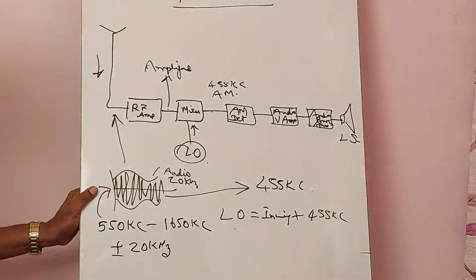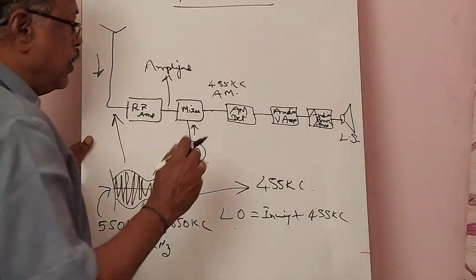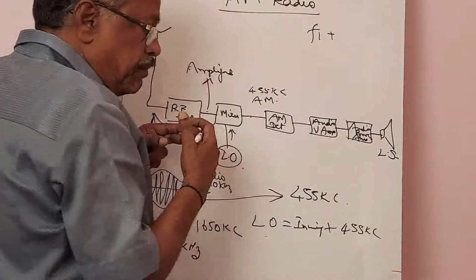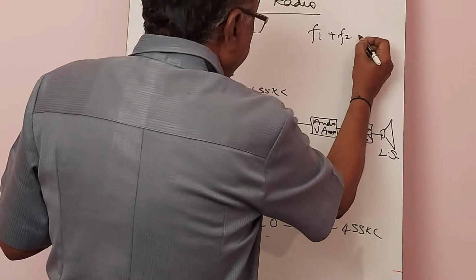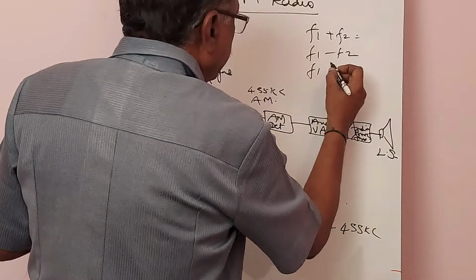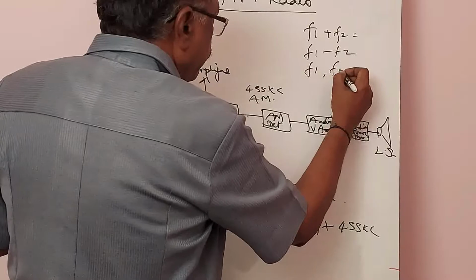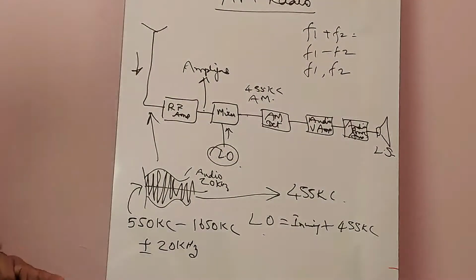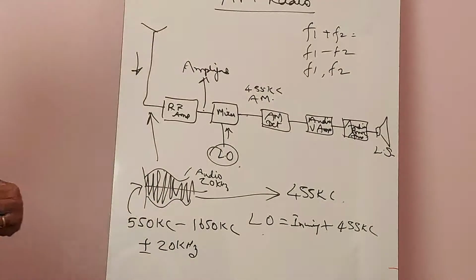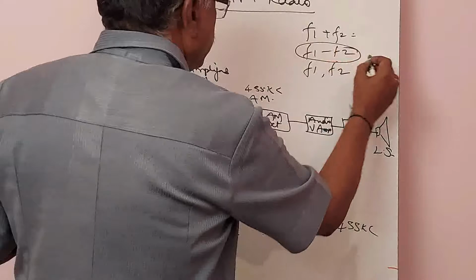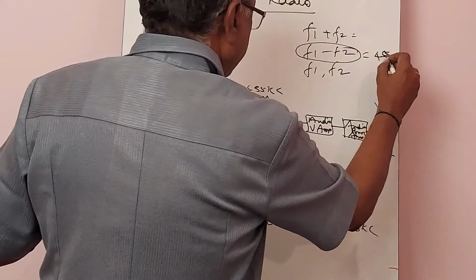In electronics, for information, the students are supposed to learn that when two signals are mixed, that will create F1 plus F2 and F1 minus F2, and F1 separately, F2 separately. Like that, all the four frequencies are going to be available in a mixer circuit. What we are interested in here is F1 minus F2. That is going to be 455.